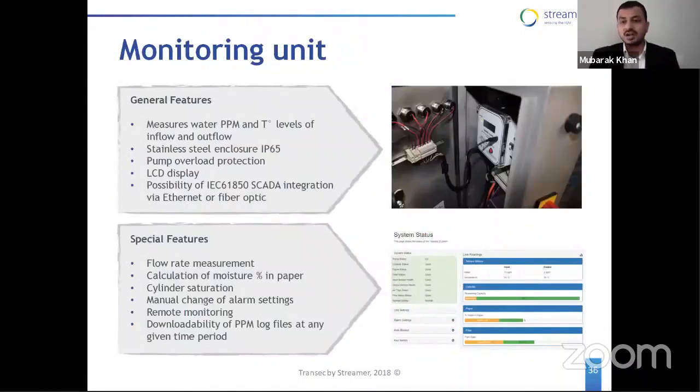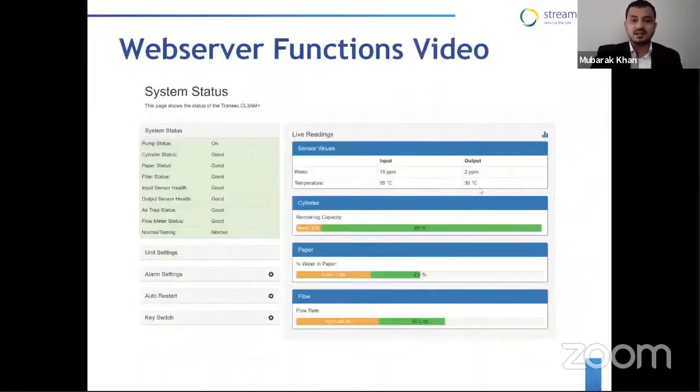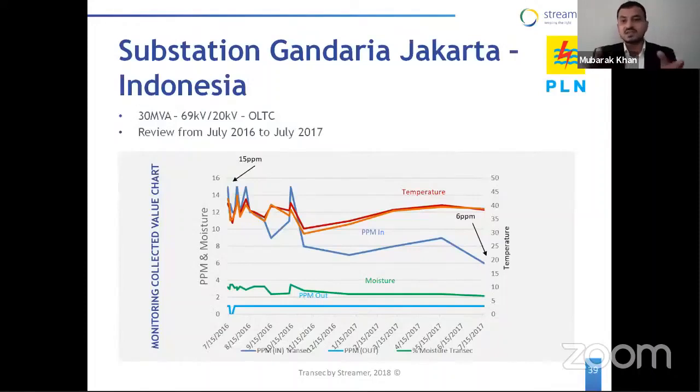The main advantage of the online drying system is one more: it comes with an online monitoring system. What the online monitoring system does is measure the moisture in a transformer continuously. Sensors are installed at the inlet and outlet of the online drying unit, measuring the moisture continuously. With proper monitoring, it provides graphs in this fashion, as you can see. So you can analyze the performance of the online drying system over a period of time.